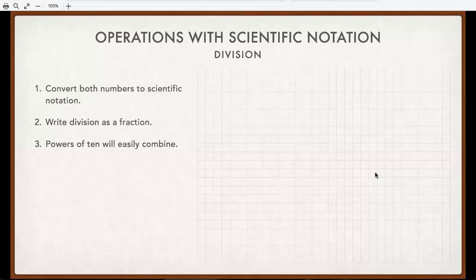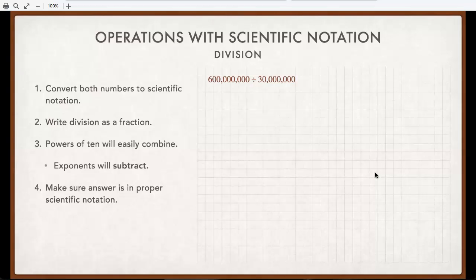That'll let us easily figure out where we've got powers of 10 to combine and where we have other things to combine. Remember that when we divide things with the same base, the exponents subtract. And again, make sure your answer is in proper scientific notation. So if we have 600 million divided by 30 million, 600 million we can rewrite as 6 times 10 to the 8th, 30 million as 3 times 10 to the 7th.